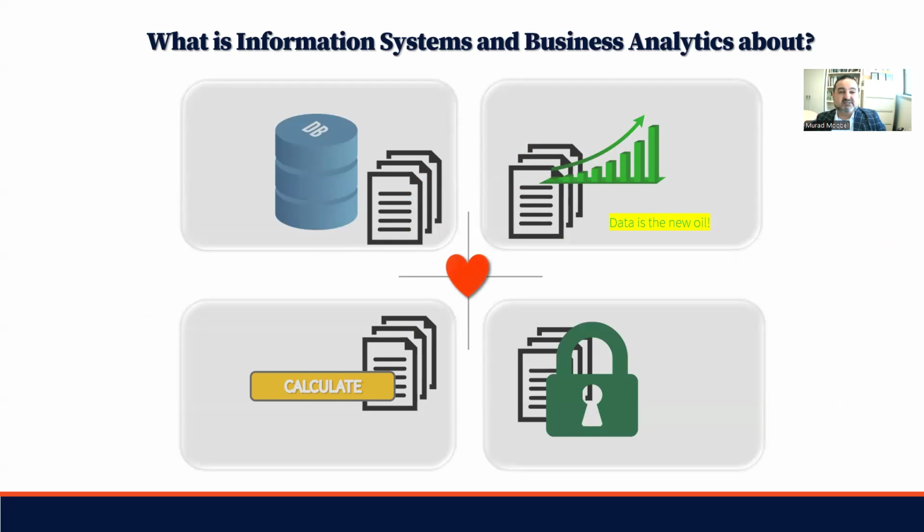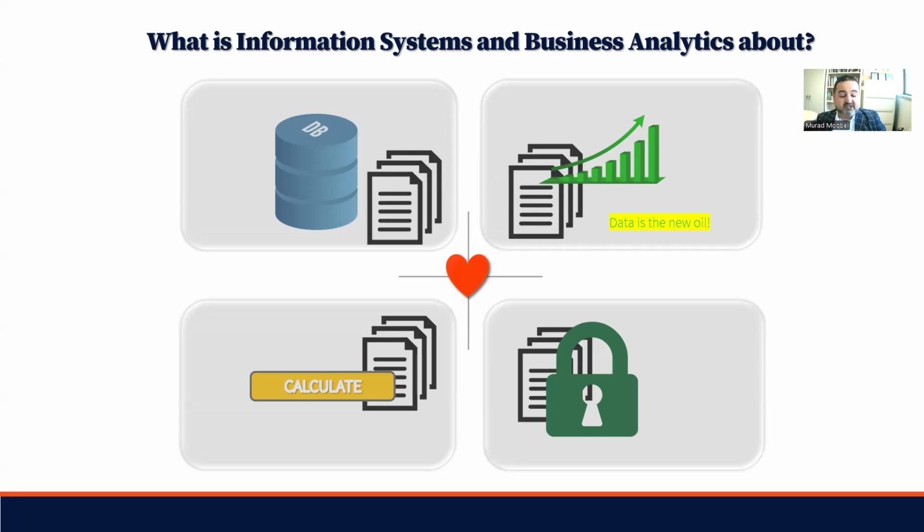Information systems and business analytics overlap with each other, and usually they are in the same unit or functional unit within any large organization. So you can think about information systems and business analytics as a department providing organizations with four core capabilities.